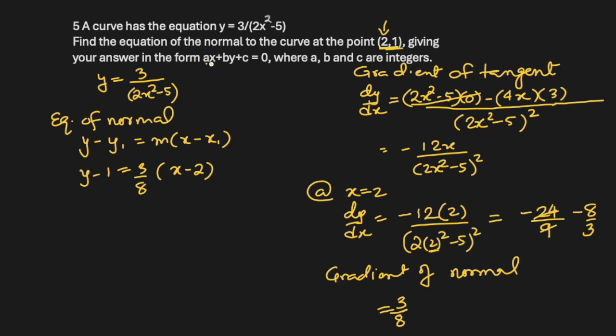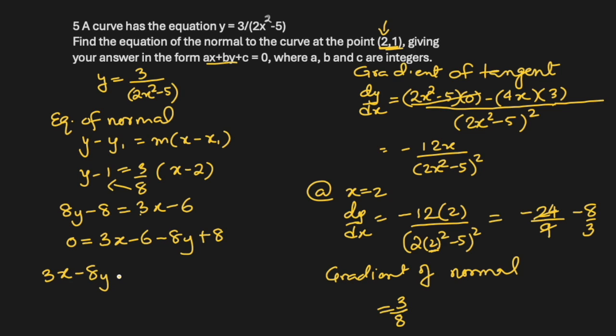Since the format they want is this, we'll cross multiply 8 with this. So it becomes 8y minus 8 equal to 3 multiplied with this, so 3x minus 6. Since x is first, this has to be positive. That means I'll bring 8y and minus 8 to the right side. So 0 equal to 3x minus 6 minus 8y plus 8. And if I swap their places, it will be 3x minus 8y plus 2 equal to 0, which is the format they wanted.